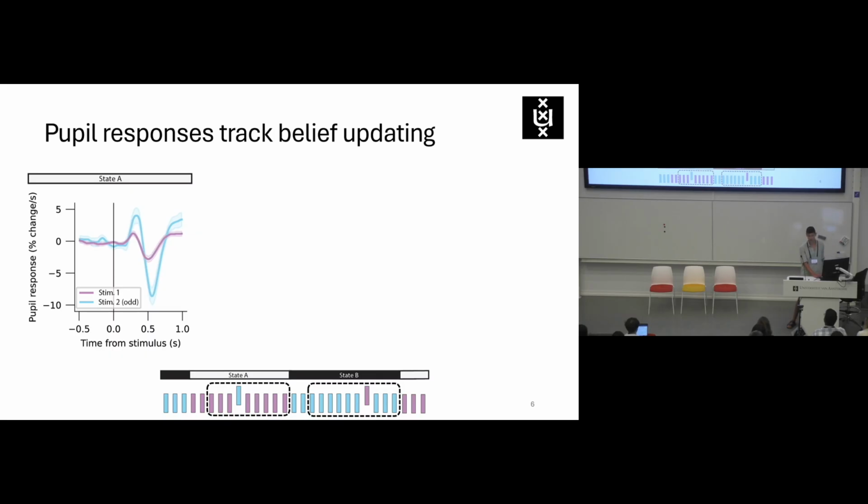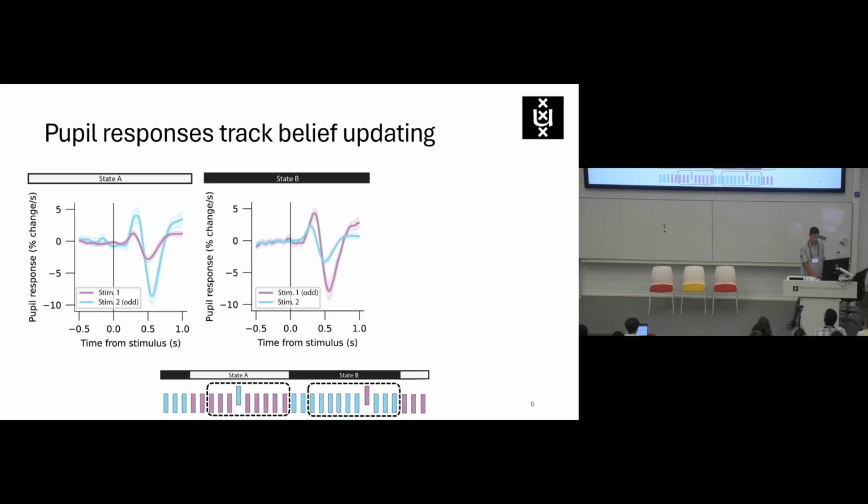So the oddball component of our protocol seems to work. Now looking at state B, we see that this response difference is basically reversed according to the reversal of the oddball and standard mapping, indicating that our participants were able to pick up on this perceptual state change and actually update their beliefs, which is cool.